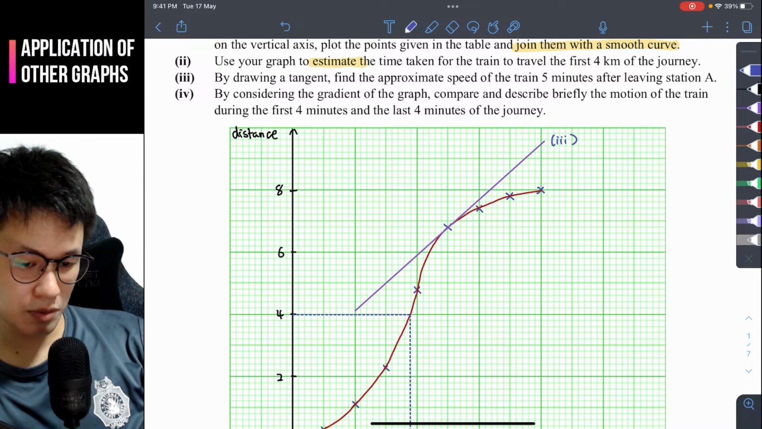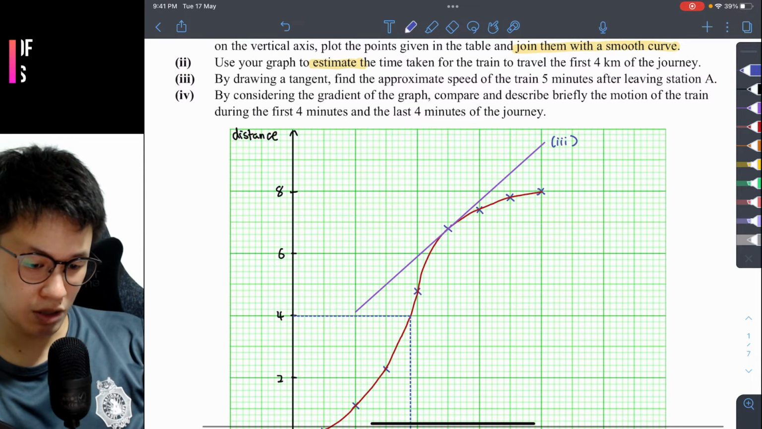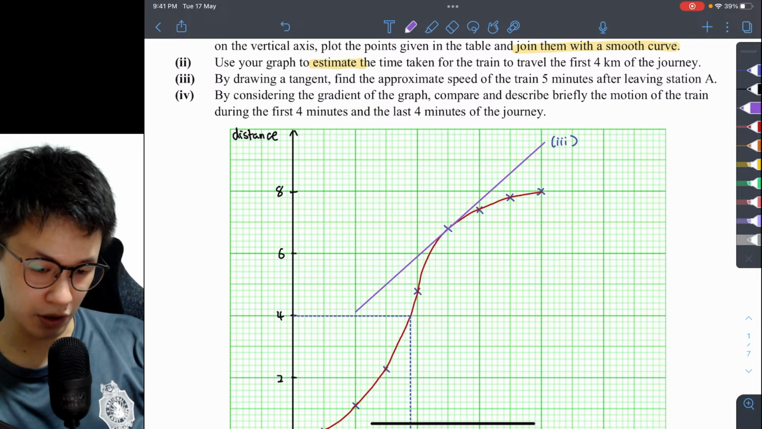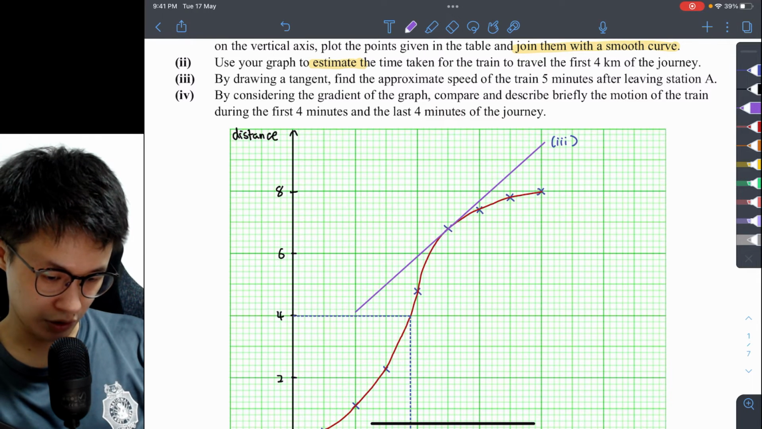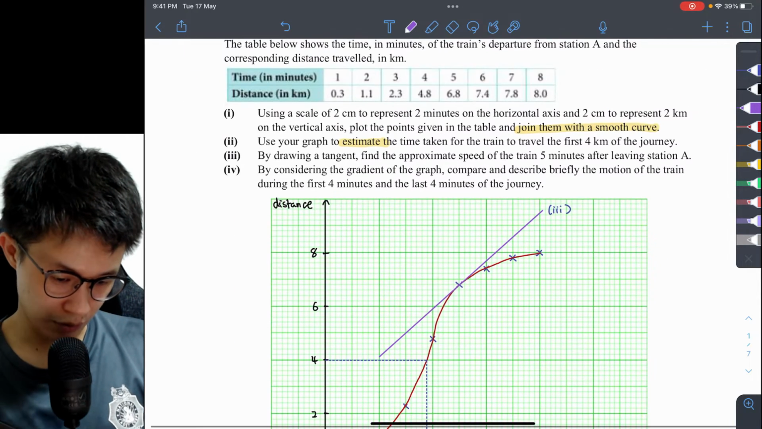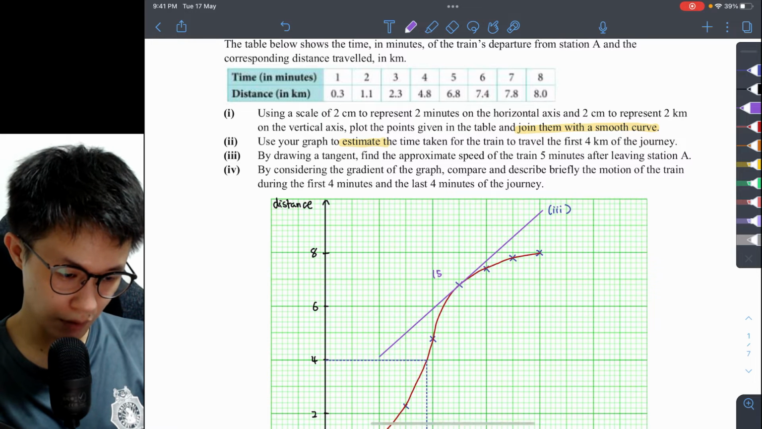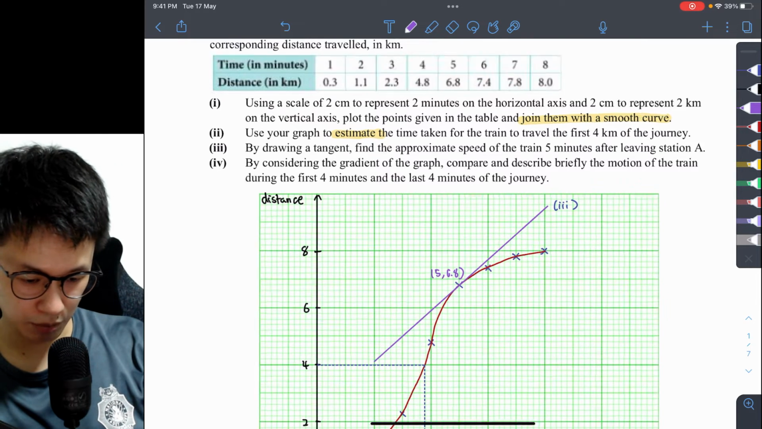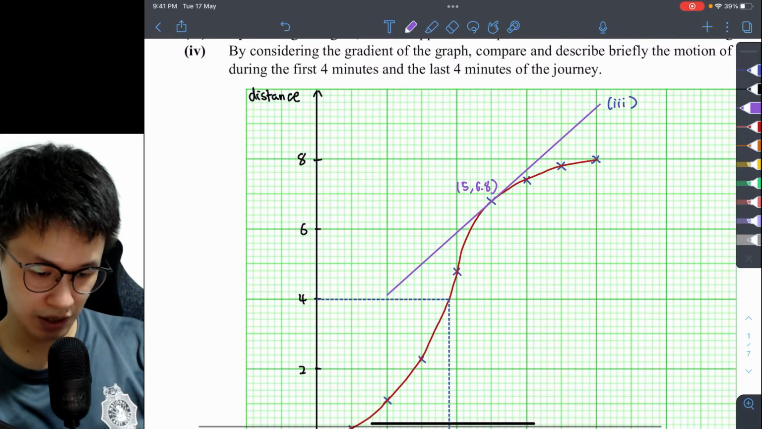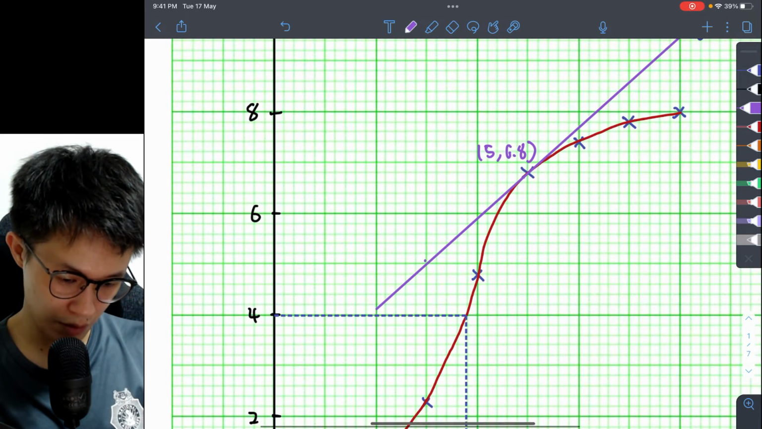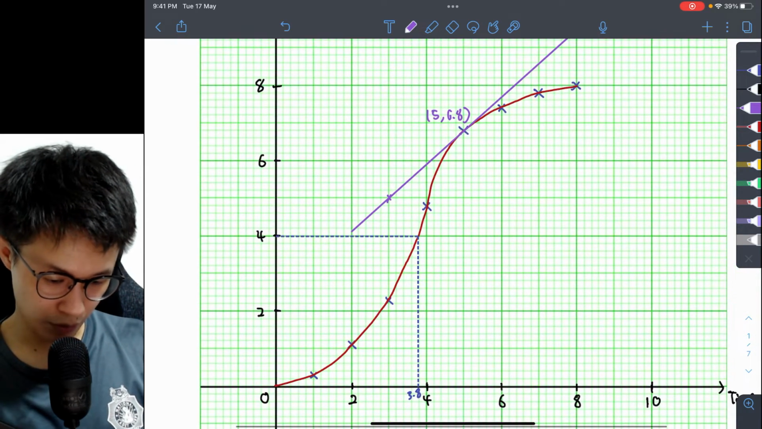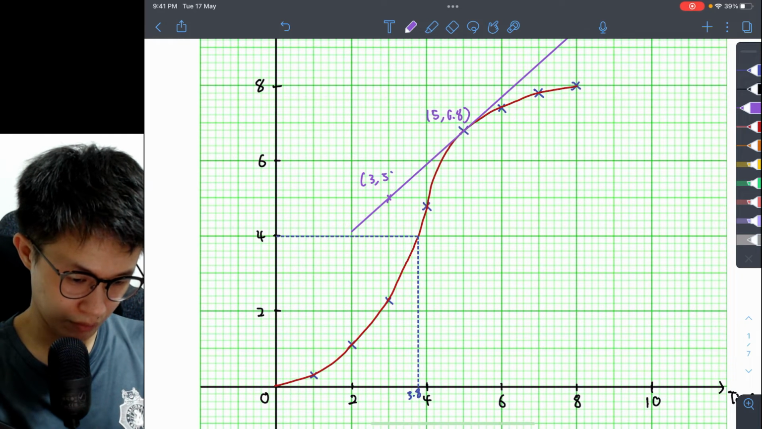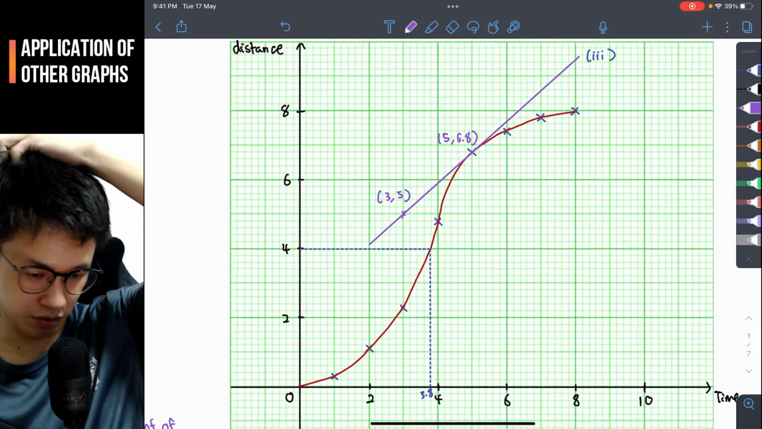And let's approximate the speed of the train. So this would mean this is the gradient. I'm going to use 2 points. The first one I'm going to use is this point over here, which is very simple. It's simply 5, 6.8. What I'm going to do is choose a second point that's relatively easy, and I think I'm going to choose this point over here. This point is simply 3, 5.